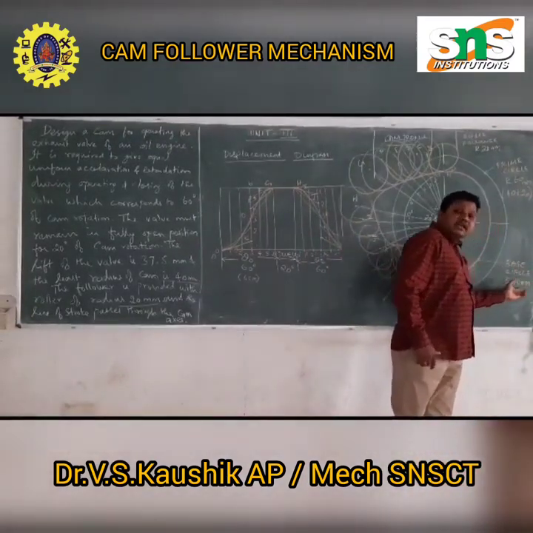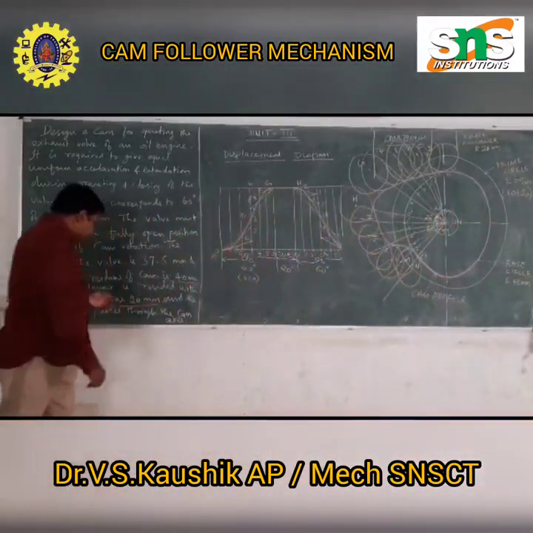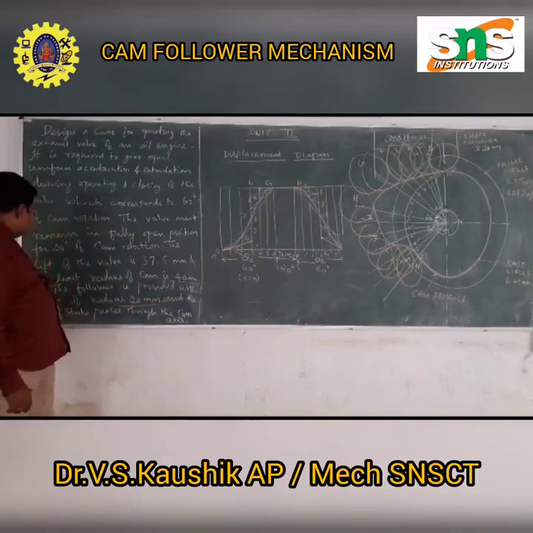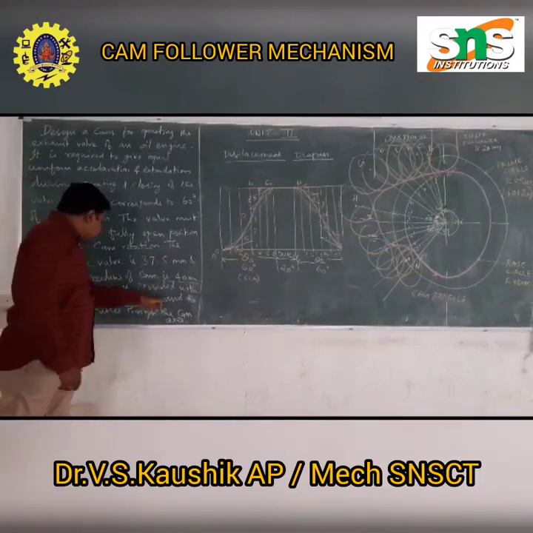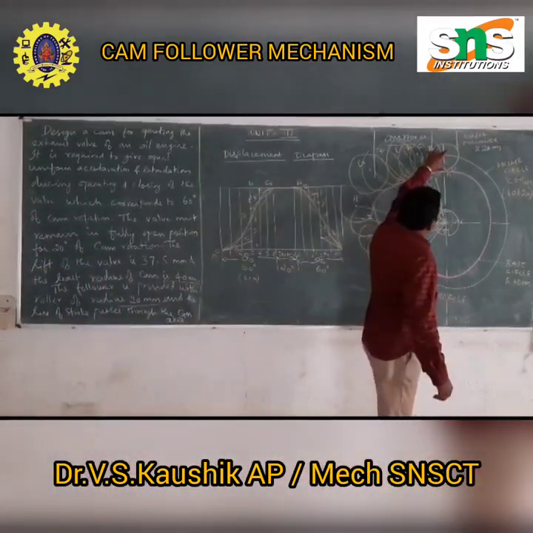The base circle radius is 40 mm. That is what is given here. The follower is provided with a roller of radius 20 mm. This roller radius is 20 mm.